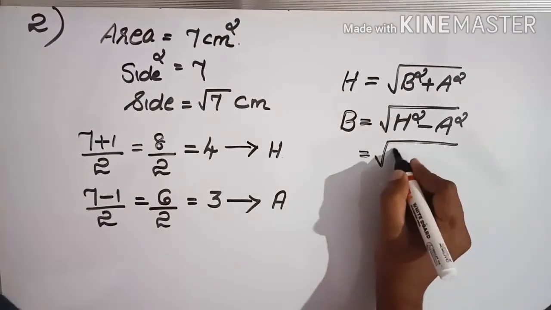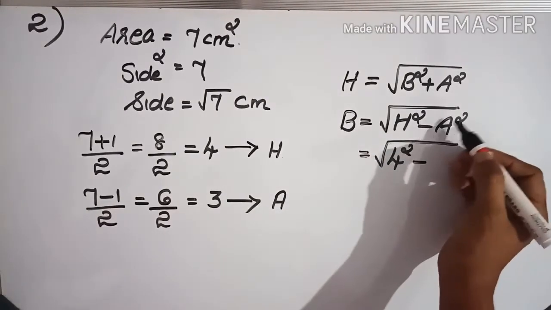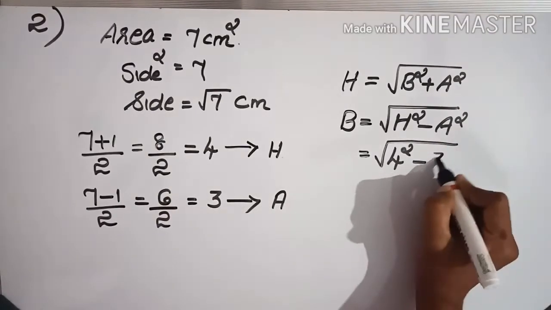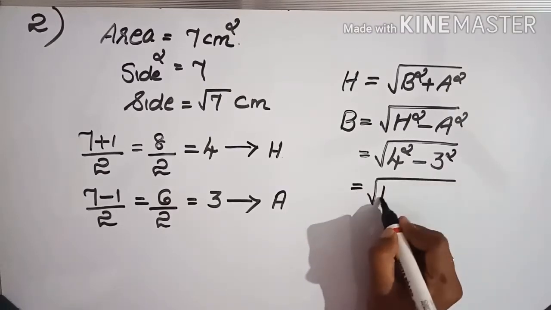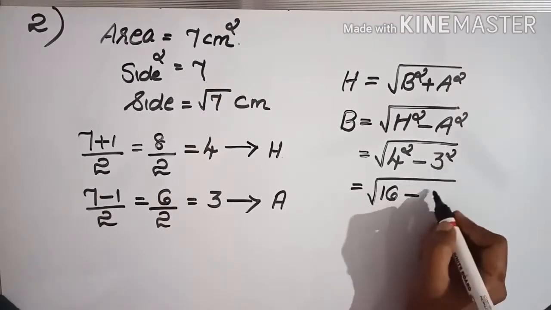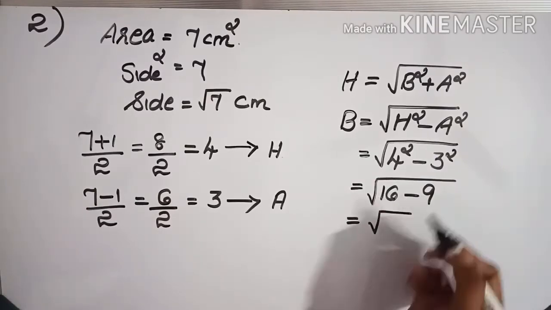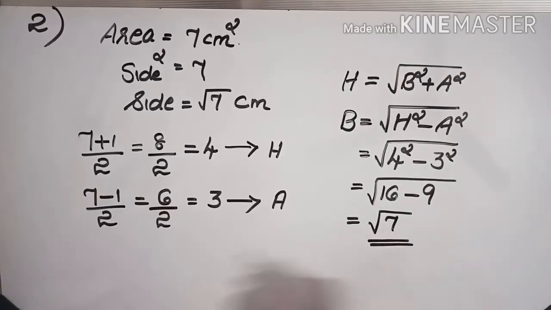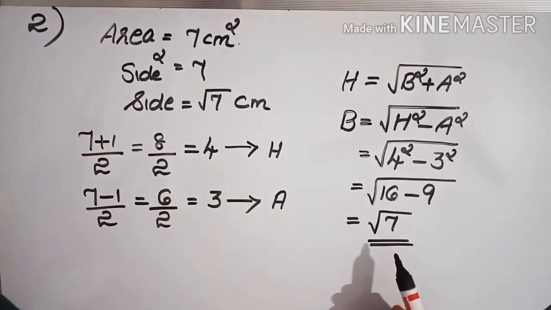So hypotenuse square means 4 square minus altitude square. Altitude is 3 here, so 3 square. Answer will be what? 4 square is 16, minus 3 square is 9. That is equal to root of 16 minus 9. 16 minus 9 is what? 7 is the answer. That means our base will be root 7.